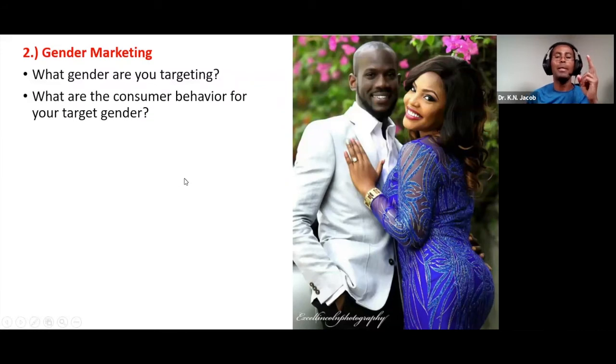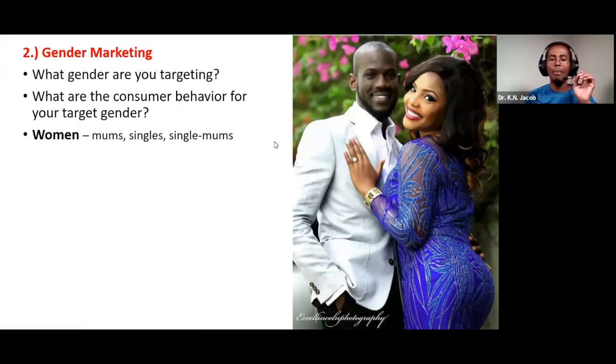Now, the second question I'm asking: what are the consumer behaviors for your target market? Like I had people saying women are emotional buyers, women are repeat customers. I had people saying women tend to bargain more, women are more impulsive. This is what I'm calling the consumer behavior.